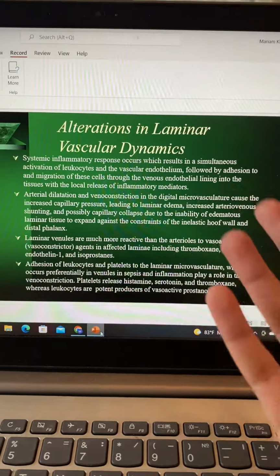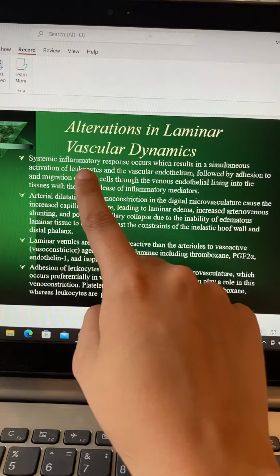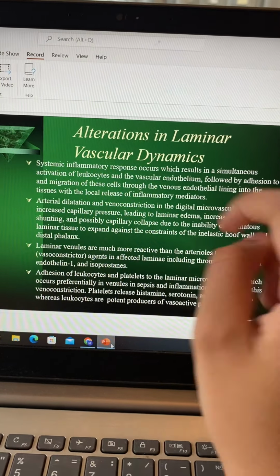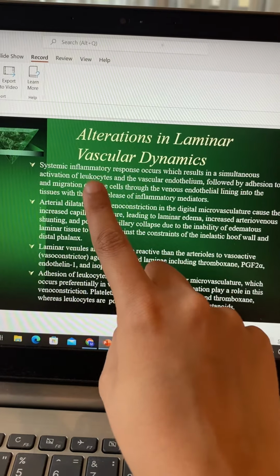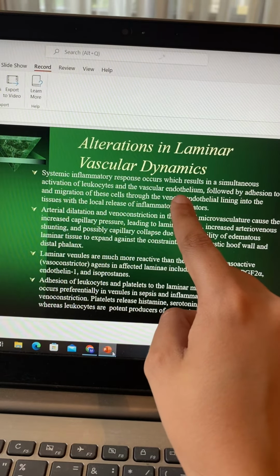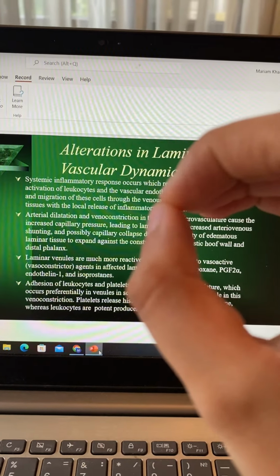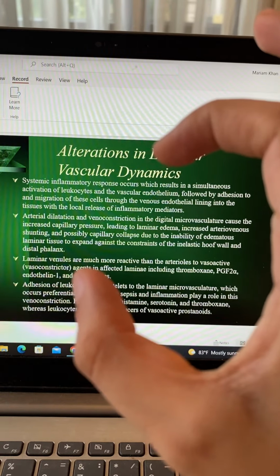How does the laminar vascular dynamics work? So what happens is during the systemic inflammatory response, you get two things occurring at the same time: activation of leukocytes and the activation of the vascular endothelium. What does that mean? So the blood vessels basically have to separate.